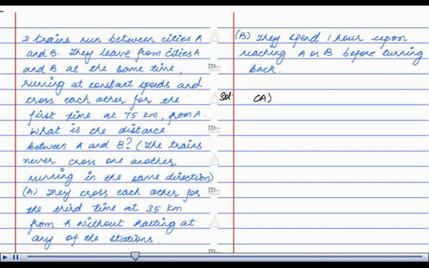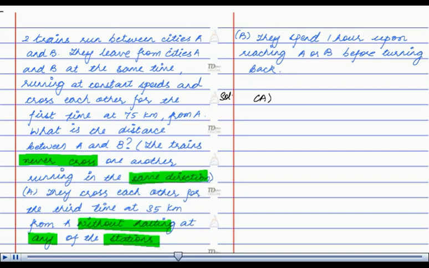From statement A, we know that the trains do not halt at any of the stations. And also, trains always cross each other traveling in the opposite direction, because it has been given that trains never cross one another running in the same direction. Therefore, the distance travelled by the trains is proportional to the time taken. When they cross the first time, together they cover a distance equal to the distance AB.